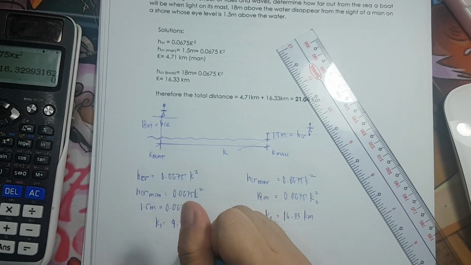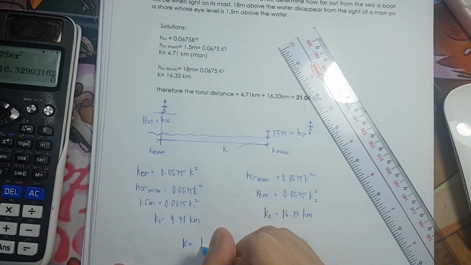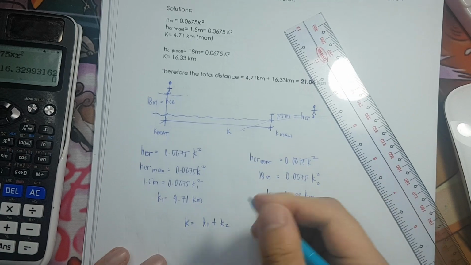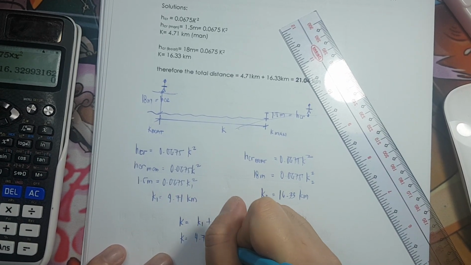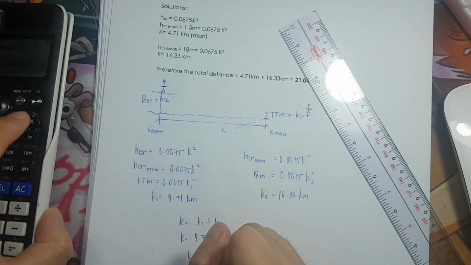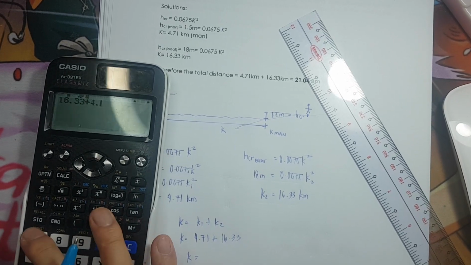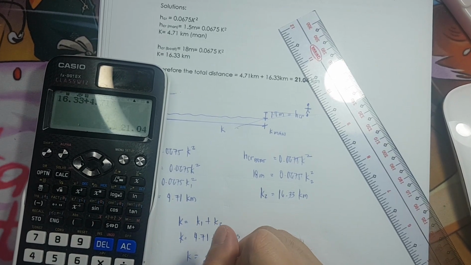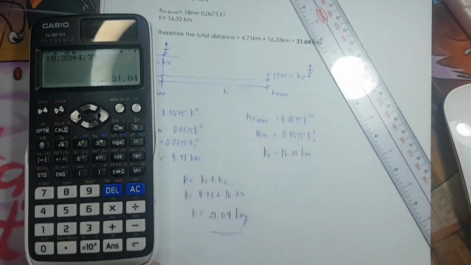So K is equivalent to K1 plus K2. So K is equivalent to 4.71 plus 16.33. K therefore is equivalent to 16.33 plus 4.71 is equivalent to 21.04 kilometers. Okay.